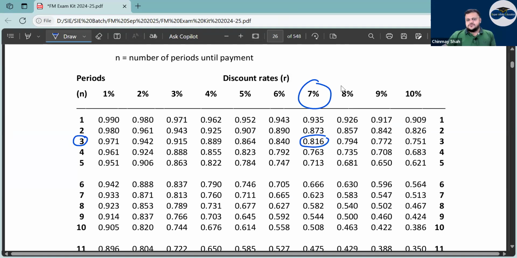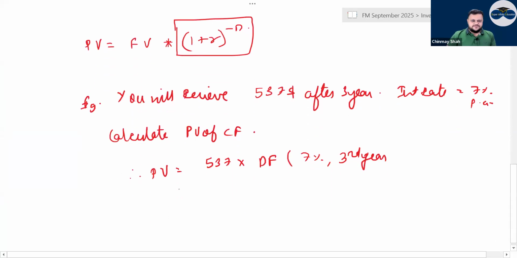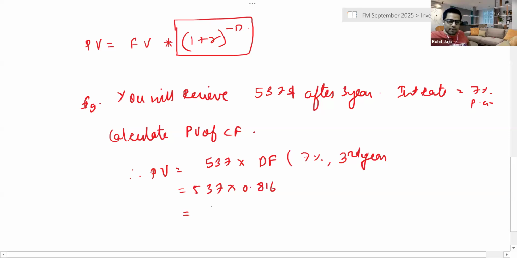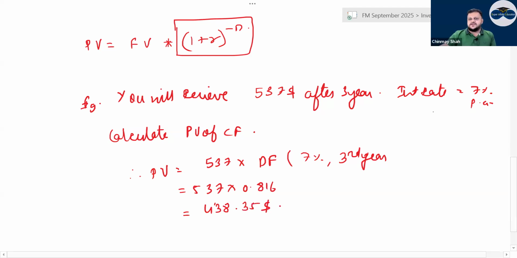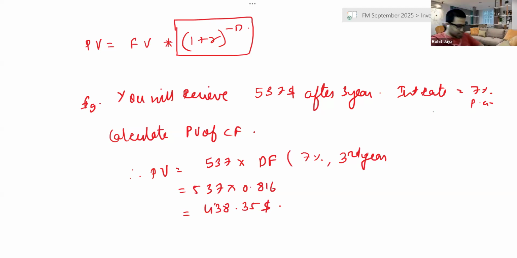So what will the present value be? 537 into 0.816. How much will this be? 438.35. Everybody getting the same answer? Makes sense. Now let me take this one more step ahead. Can I say that for the 537 that you receive after 3 years, you will have to invest $438.35 now to receive $537 after 3 years? Does it make sense?